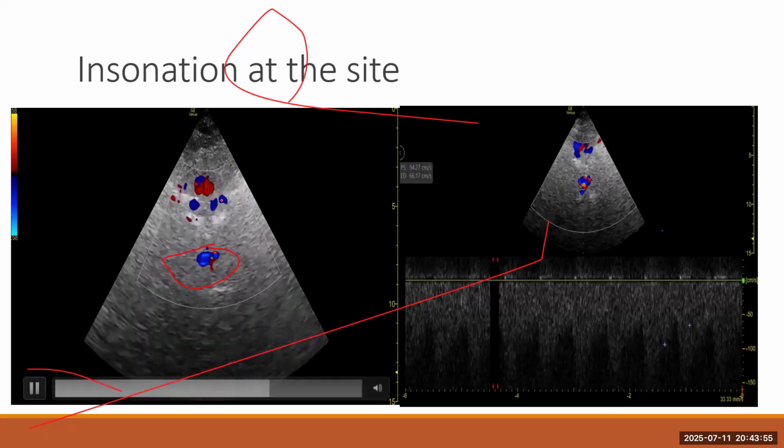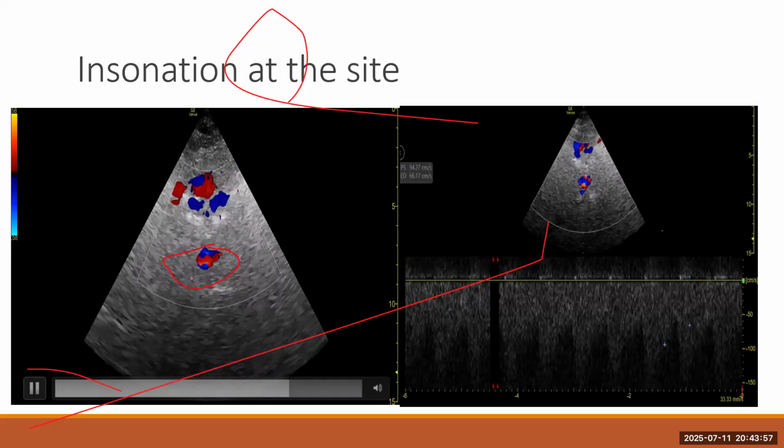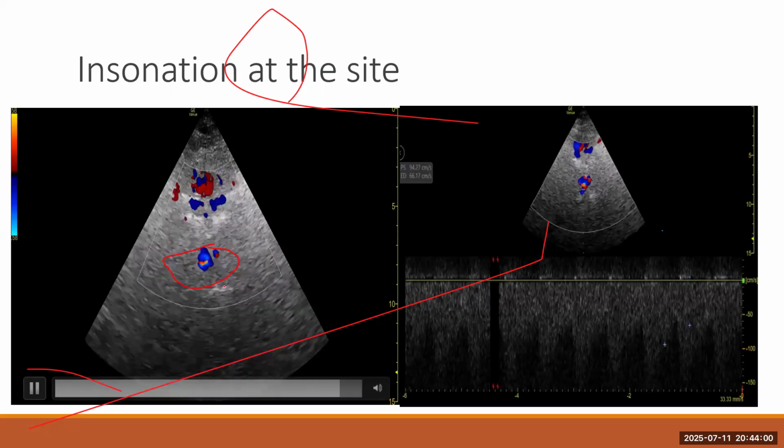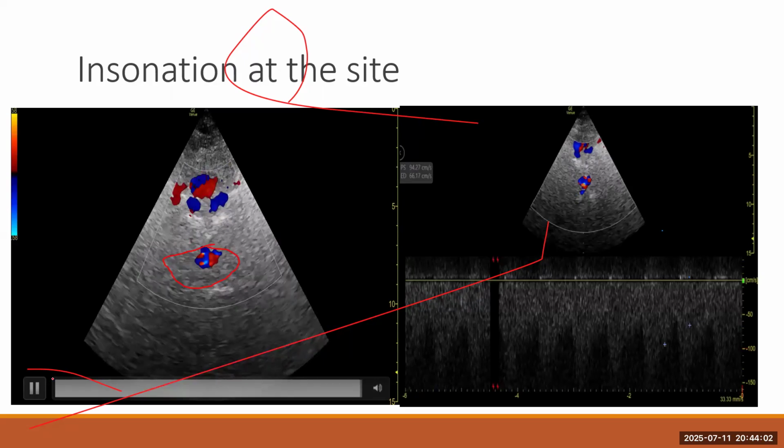Here we can see reds, blues, reds. Here, whereas there is a mixture of colors. So there is aliasing, correct?